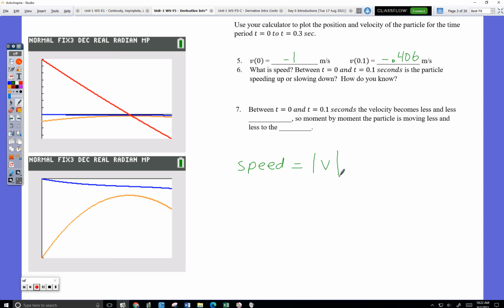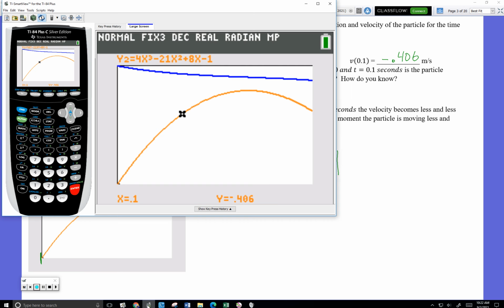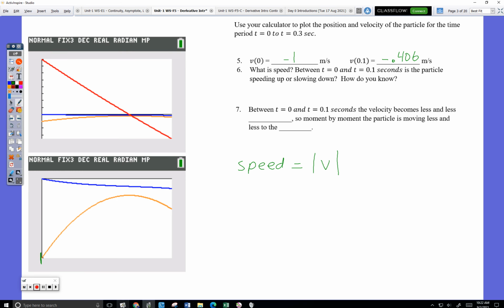Then it says between time equals 0 and time equal 0.1 is the particle speeding up or slowing down. We already talked about that. Here's time equal 0. Looking at my calculator, time equal 0.1 is about here. And during that time period, we already talked about how the velocity values are becoming less and less negative. Therefore, the particle is slowing down. That would be the answer to 6.